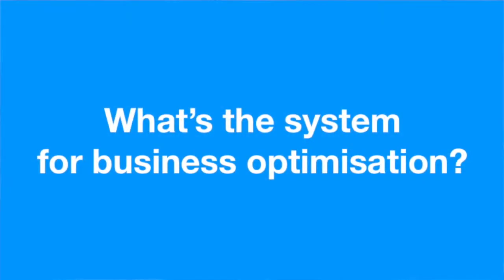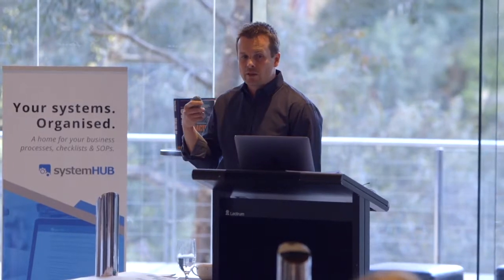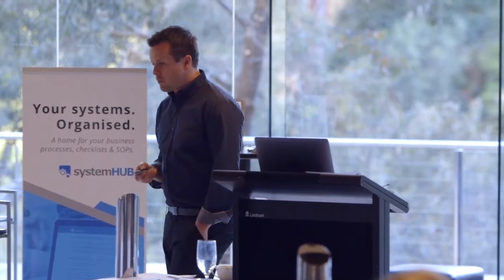So what's the business optimization process? How do we capture this and then make it happen inside your business? It starts off with just identifying problems. That's the biggest thing that you have to do.